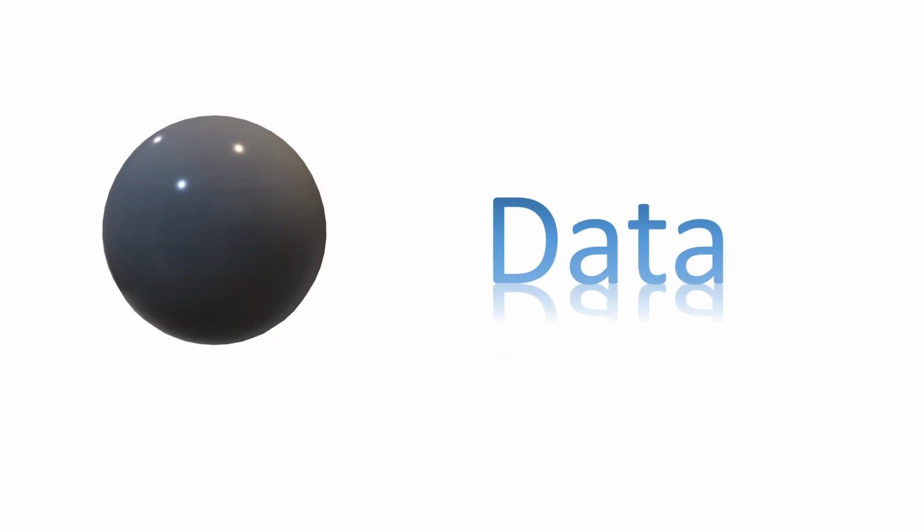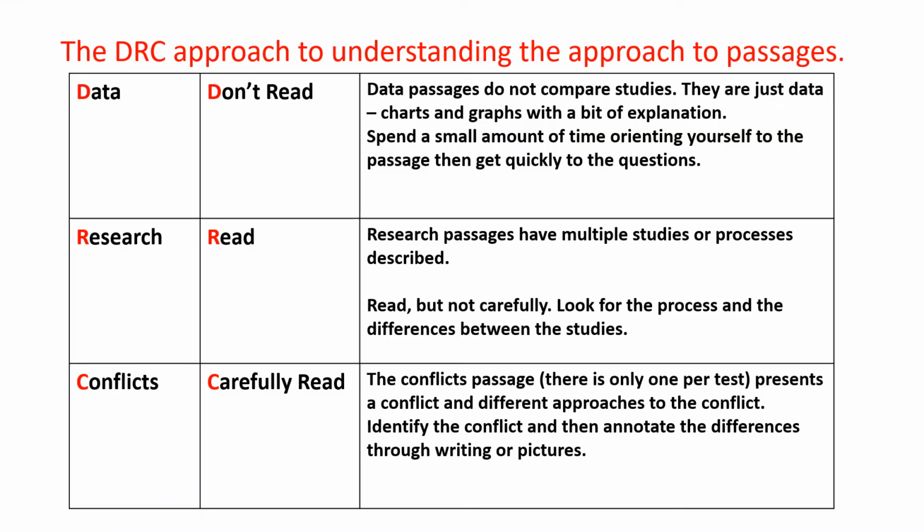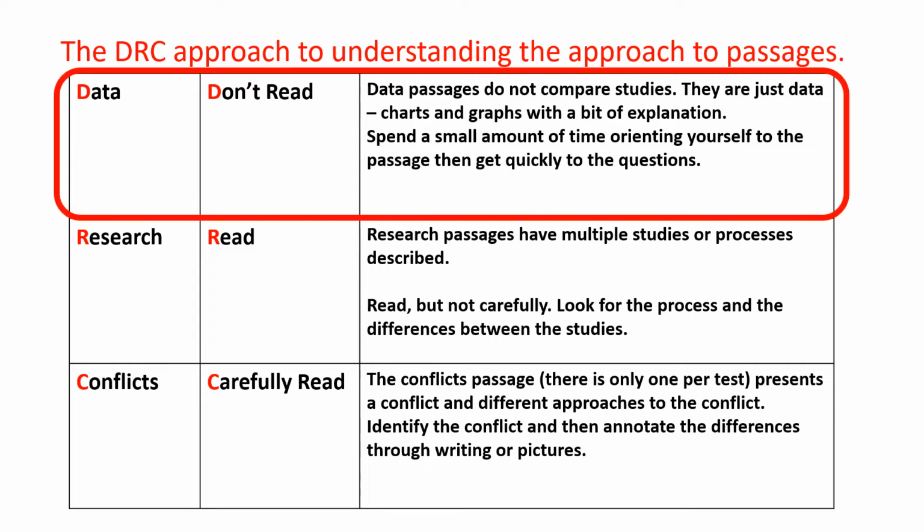Okay, this is a data passage. We know it's a data passage because we only see the charts, the graphs. We don't see study one or study two, or scientist one versus scientist two, so just data. So in our DRC approach, D means data, and that means don't read, just spend a small amount of time quickly orienting yourself to the passage.